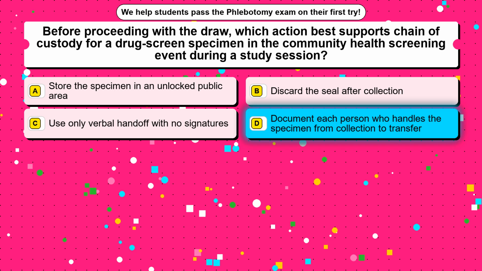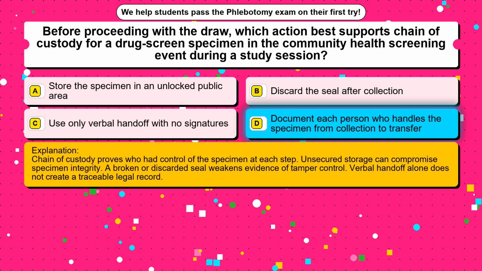The correct answer is option D. Document each person who handles the specimen from collection to transfer. Chain of custody proves who had control of the specimen at each step. Unsecured storage can compromise specimen integrity. A broken or discarded seal weakens evidence of tamper control. Verbal handoff alone does not create a traceable legal record.